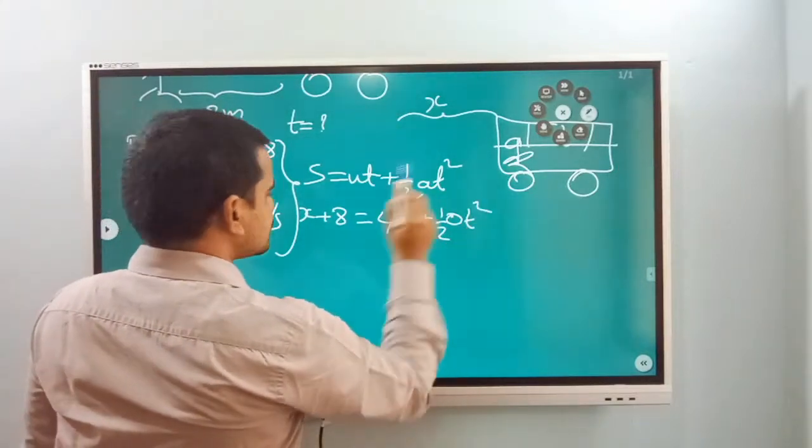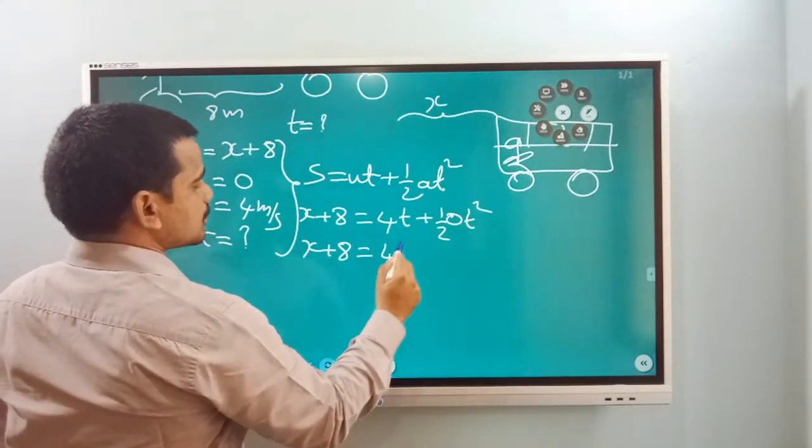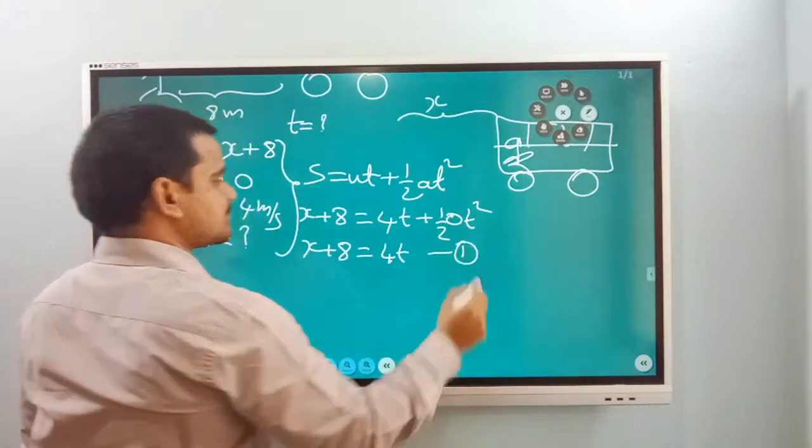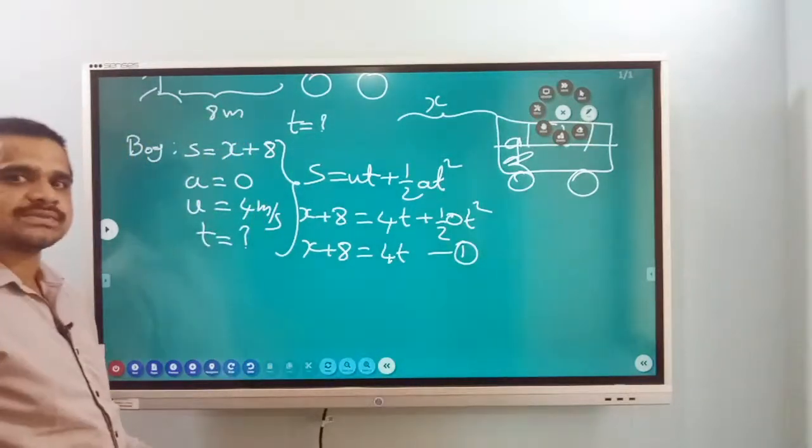T square. So how much are you getting? x plus 8 is equal to 4t. Let it be the first expression. Okay? Got it here? So first I wrote for the boy.